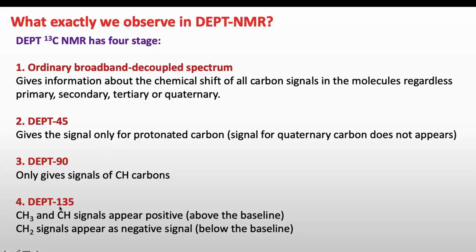DEPT 135 gives CH3 and CH signals positive, meaning above the baseline, and CH2 signals appear as negative signals, meaning below the baseline. No signal appears for quaternary carbon. So based on these 4 stages, we can find which signal comes from CH3 in our spectrum, which signal is coming from quaternary carbon, which signal is coming from CH2, and which signal is coming from CH carbon.